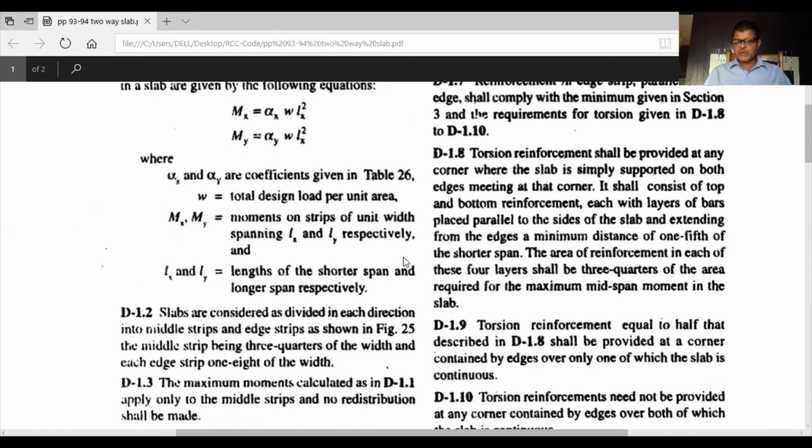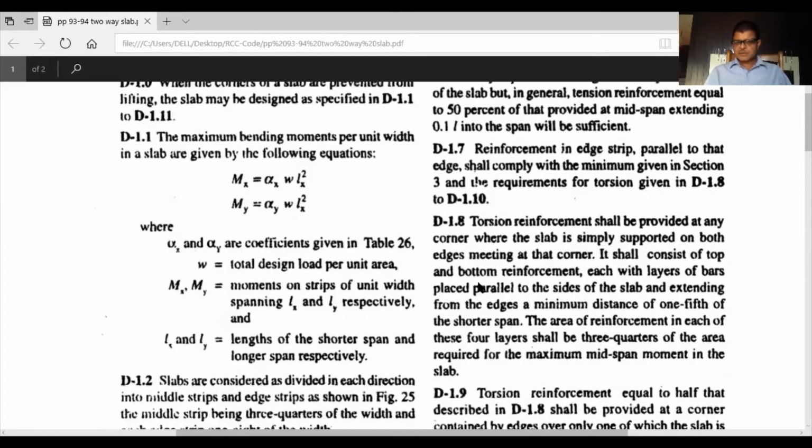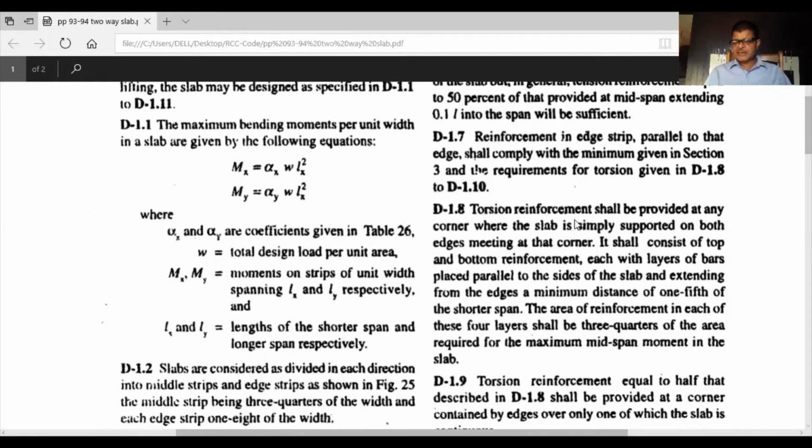Now come to the torsion steel. We are discussing the torsion steel, torsion reinforcement. Torsion reinforcement shall be provided at any corner where the slab is simply supported on both edges. So it is not continuous. For the continuous edges you don't require any torsion reinforcement. Where it is discontinuous or simply supported, you need the torsion reinforcement.